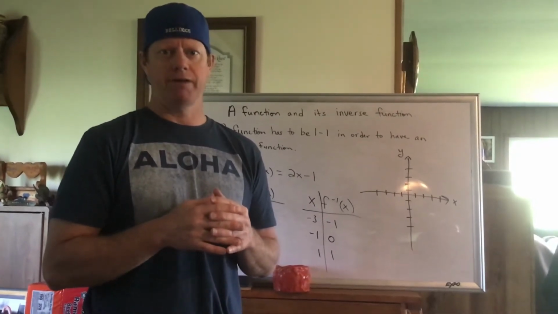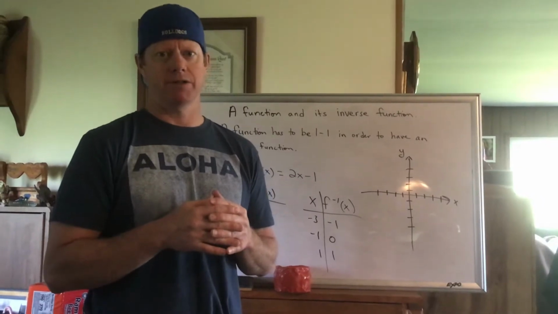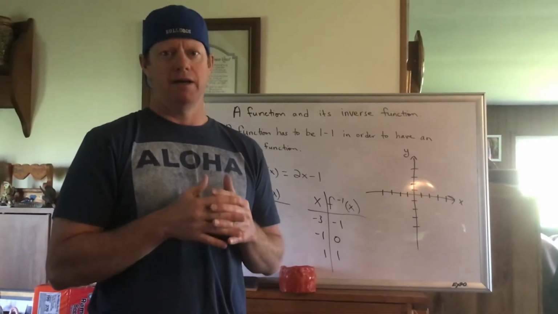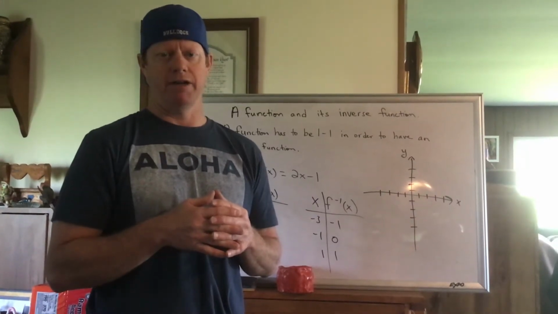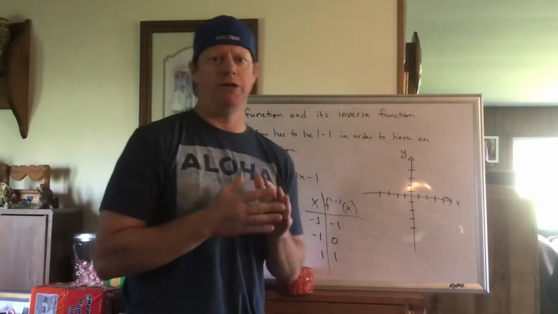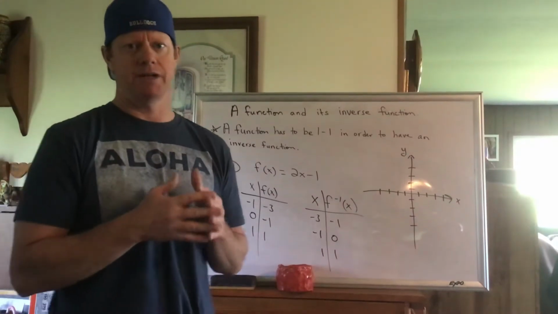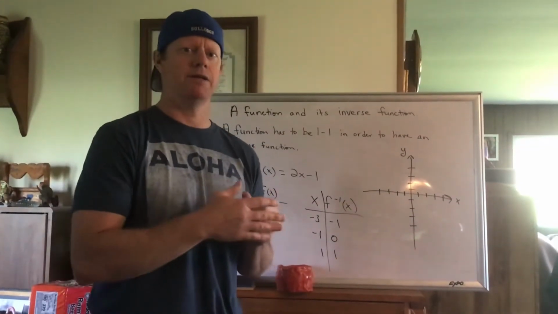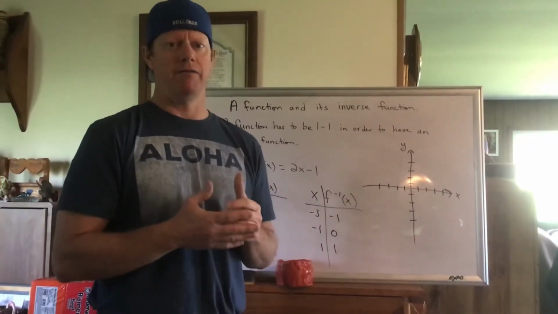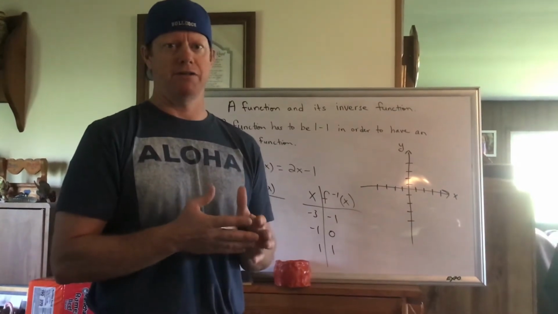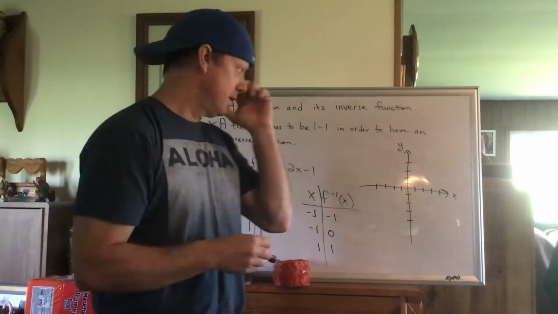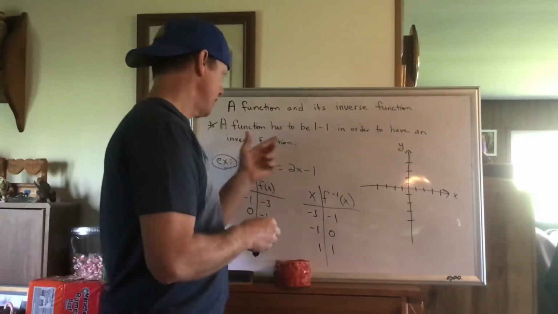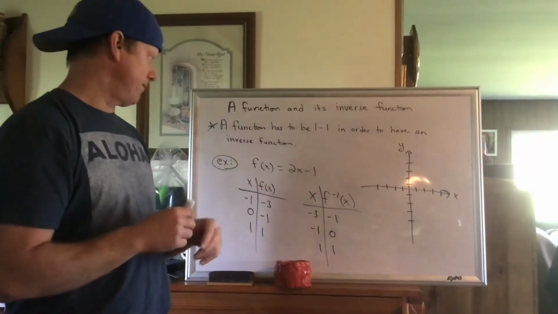So some functions have an inverse function and some functions do not. It has to be a one-to-one function in order for the function to have an inverse function. Every element in a domain, the x values, has to be assigned a unique value. If not, it is not one-to-one and it will not have an inverse function. So a function has to be one-to-one in order to have an inverse function.